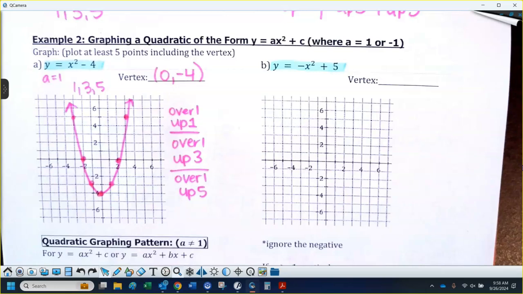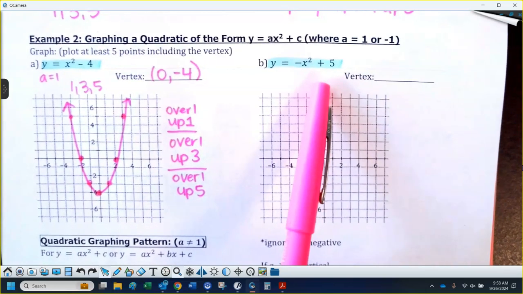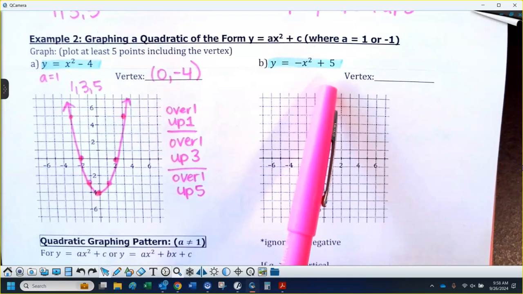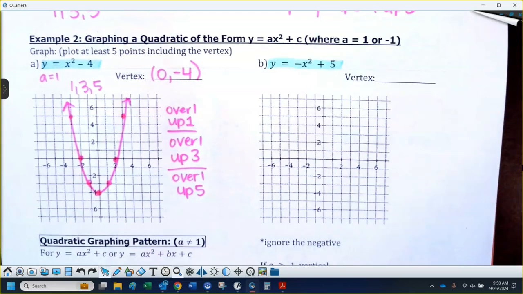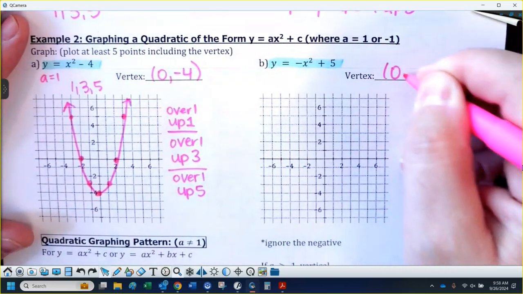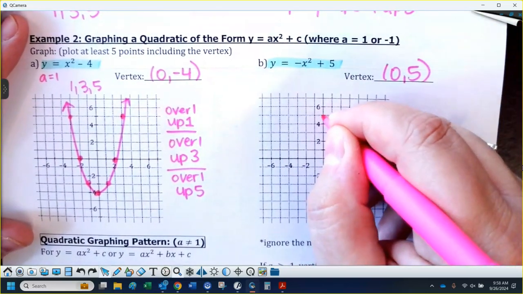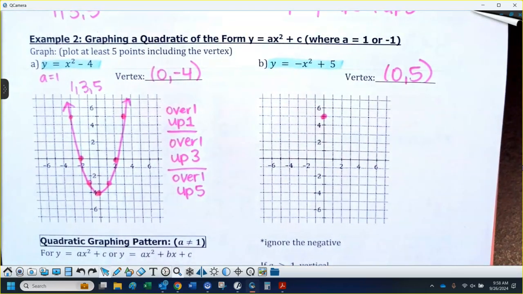Way faster than making a table. What do we think about the graph next to this? What would the vertex be? I have negative x squared plus 5. What do you think? Yes, ma'am. 0, 5. All right, now, how is the negative in front of the x squared going to change anything? Like the one we just did was x squared minus 4. Now I've got negative x squared plus 5.